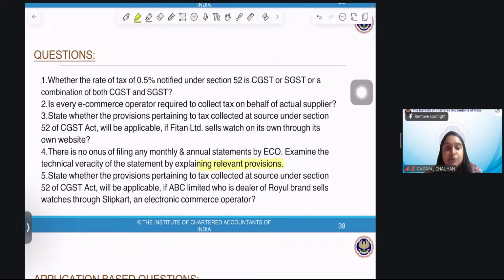Next, state whether the provision pertaining to tax collected at source under section 52 of the CGST Act will be applicable if ABC Limited, who is a dealer of Royal brand, sells watches through Flipkart, an electronic commerce operator. Tell me, will the provision of TCS apply? Yes, the provision of TCS applies. Perfect.